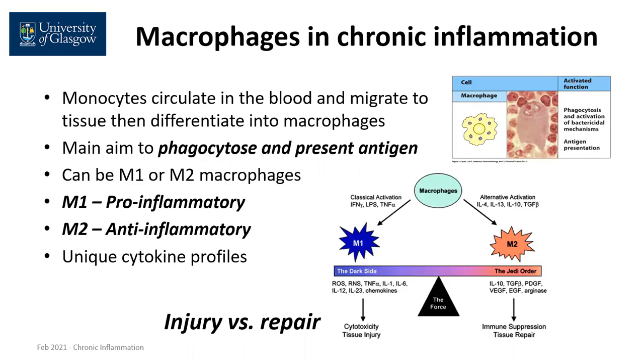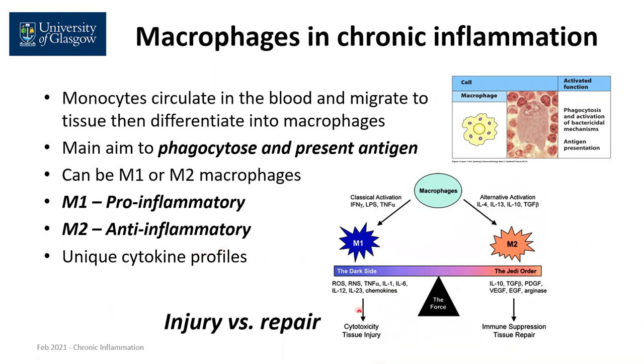So this is a bit of a recap. We're obviously talking about the importance of macrophages within granuloma formation. We should know by now macrophages phagocytose and present antigen, and there's two different types. So you have pro-inflammatory macrophages or anti-inflammatory macrophages, so M1 or M2 macrophages. And it's the balance between the two types of macrophages which is important in this idea of tissue homeostasis, which we've talked about before, but specifically this idea of injury versus repair within chronic inflammation.